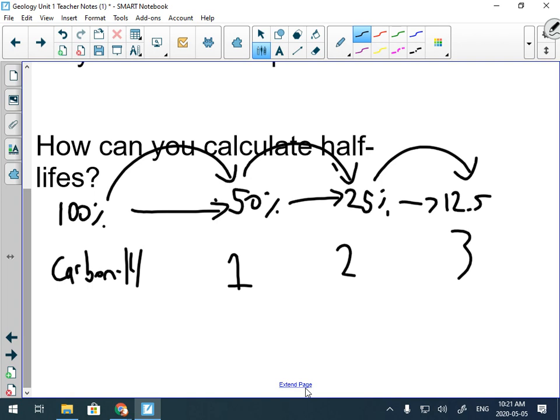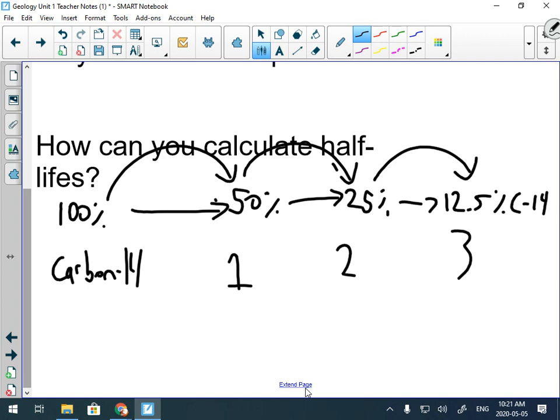And what's interesting is that you may have way over here 12.5% carbon-14, but that means all of the other stuff, the 87.5%, if my math is correct, is now the daughter nucleotide, which is the nitrogen-14. And these half-lives have certain amount of time periods that it takes to occur.